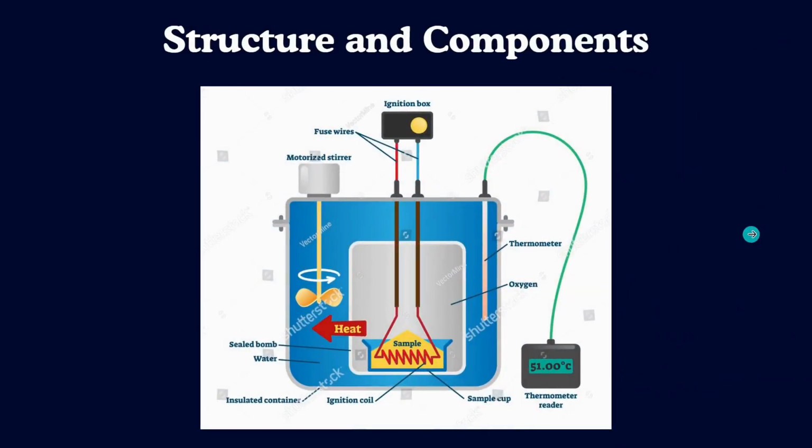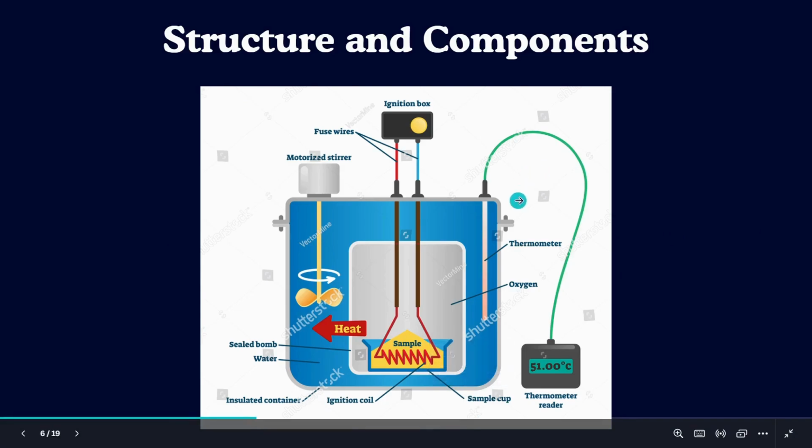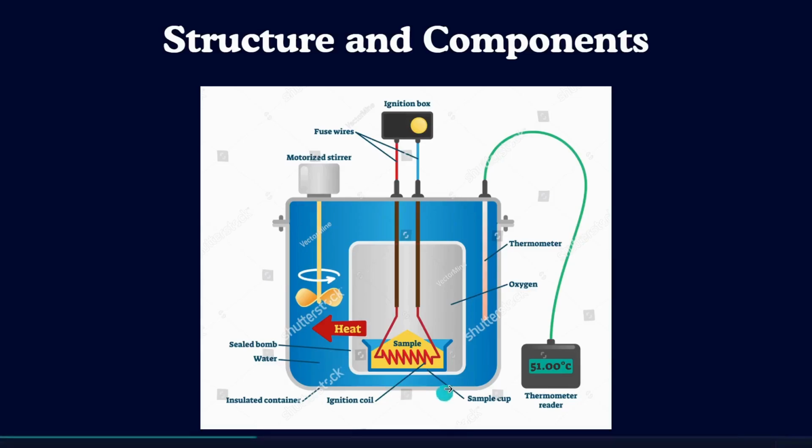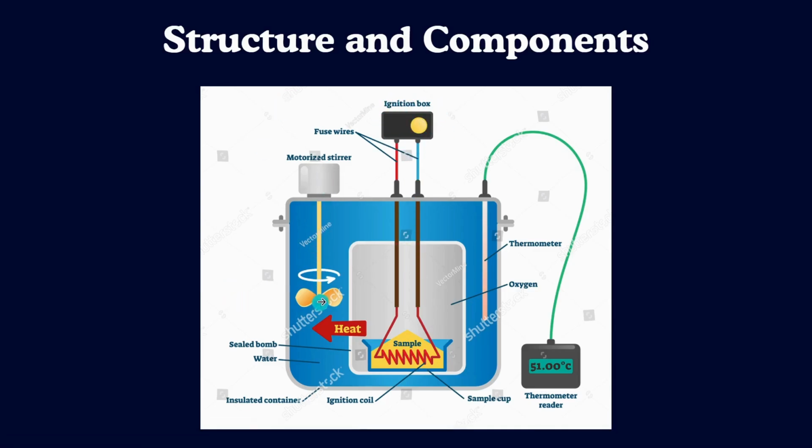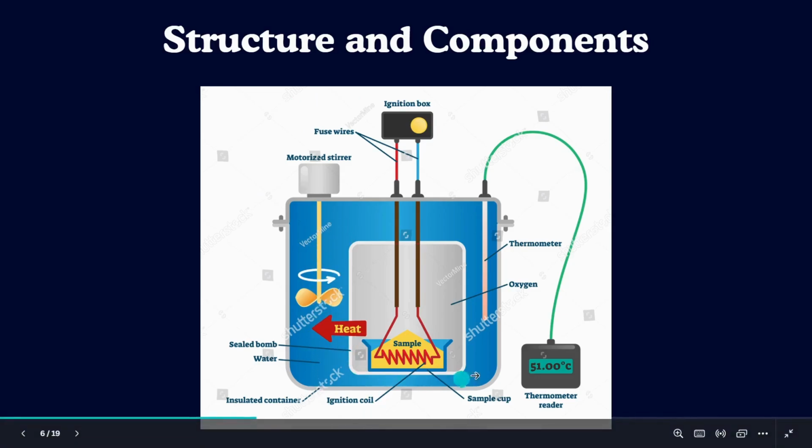Structure and components of the bomb calorimeter. Here you can see the image. The outside insulated container is known as the calorimetric box, and this inside container is known as the bomb. This is the area where the sample is placed. This is the igniting coil. This is the ignition box. This is the stirrer. Here in the surrounding, we have taken the water. This is the thermometer, and inside the bomb there is oxygen.